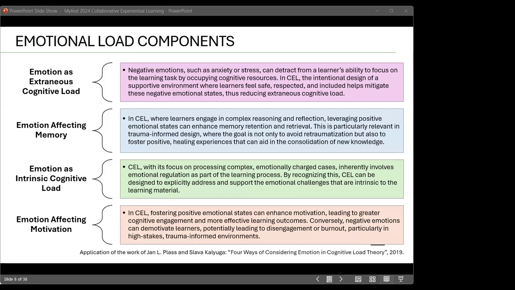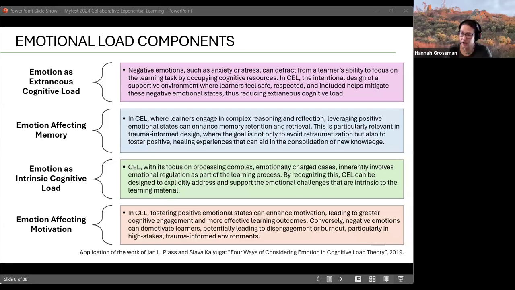Thank you, Hannah. So you mentioned something like traumatogenic material, but I'm not sure what this means. So can you just elaborate on this? Sure. Sorry about that.